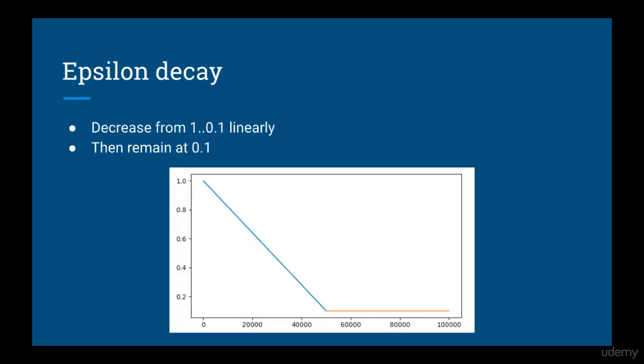Next is a minor detail, but worth at least mentioning. In the original Deep Q-learning paper, they updated epsilon linearly starting from 1 down to 0.1 over some number of steps. After that, they kept epsilon at 0.1. So we'll also take this approach.